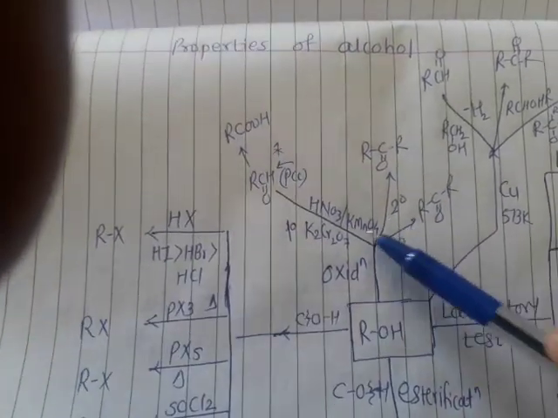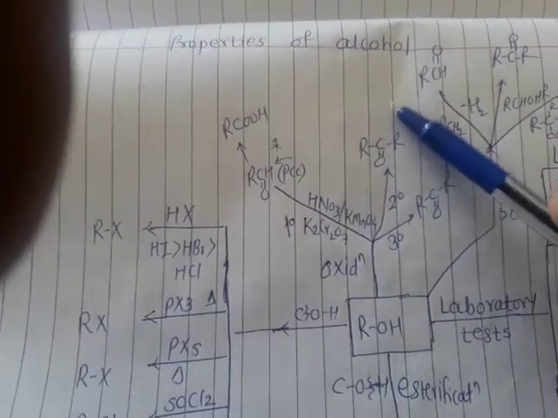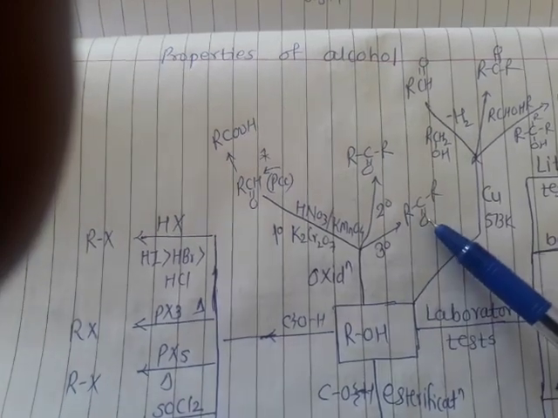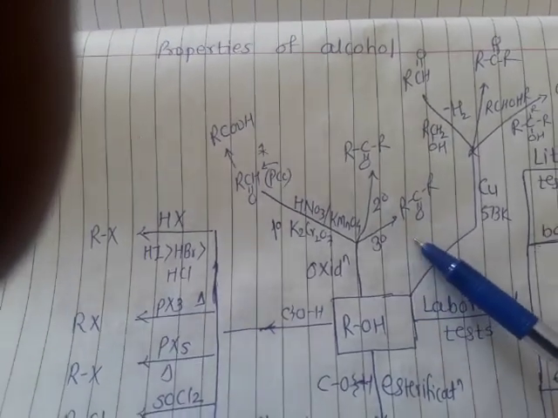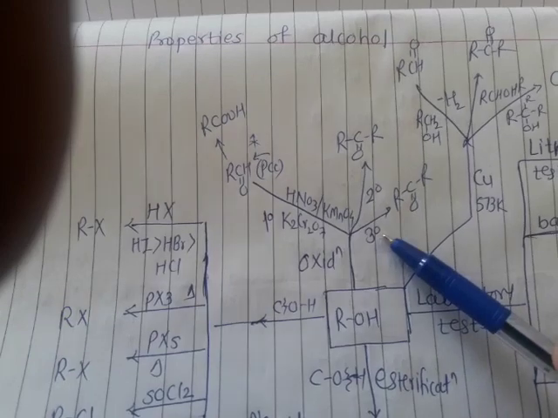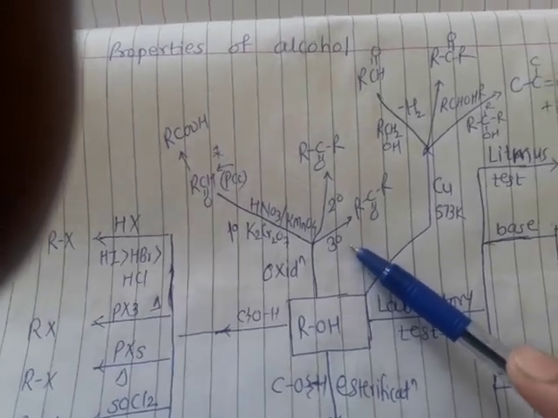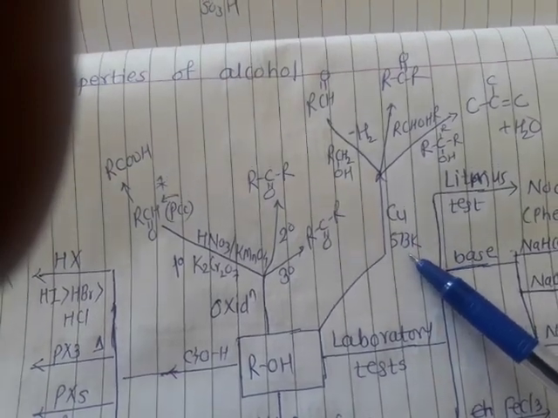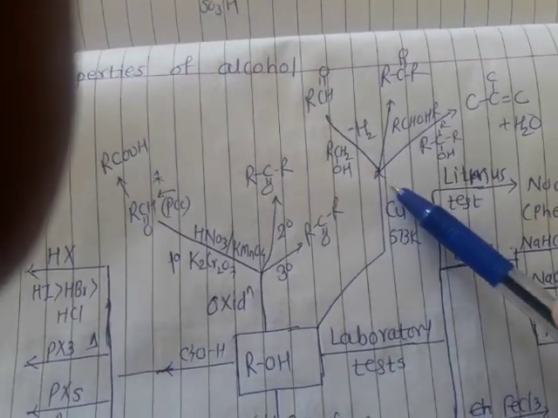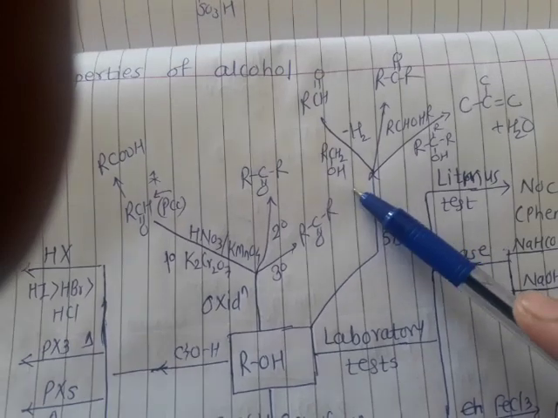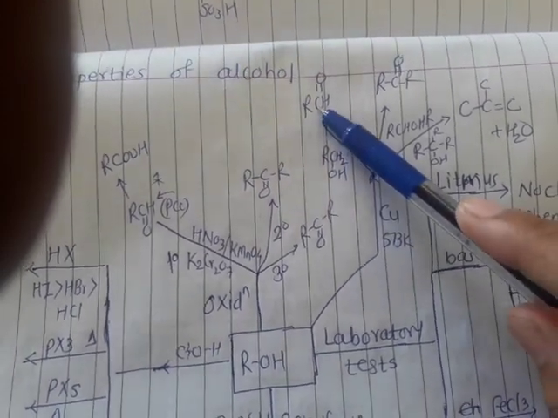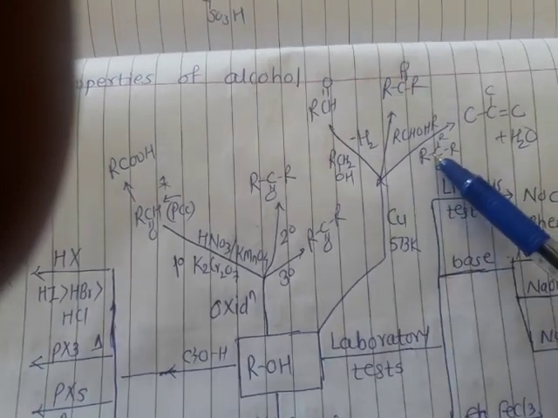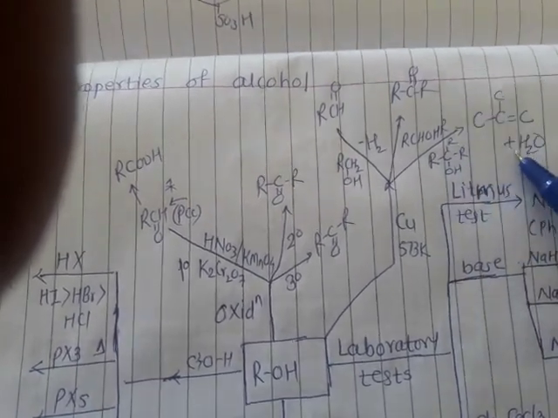Secondary alcohol on oxidation gives ketone. Ketones are difficult to oxidize. Tertiary alcohols are oxidized to ketone through intermediate alkene. It is difficult to do oxidation of tertiary alcohol. Now heating with copper at 573 Kelvin is also like an oxidation reaction. Primary alcohol is oxidized to aldehyde, secondary alcohol is oxidized to ketone, and tertiary alcohol is not oxidized easily.